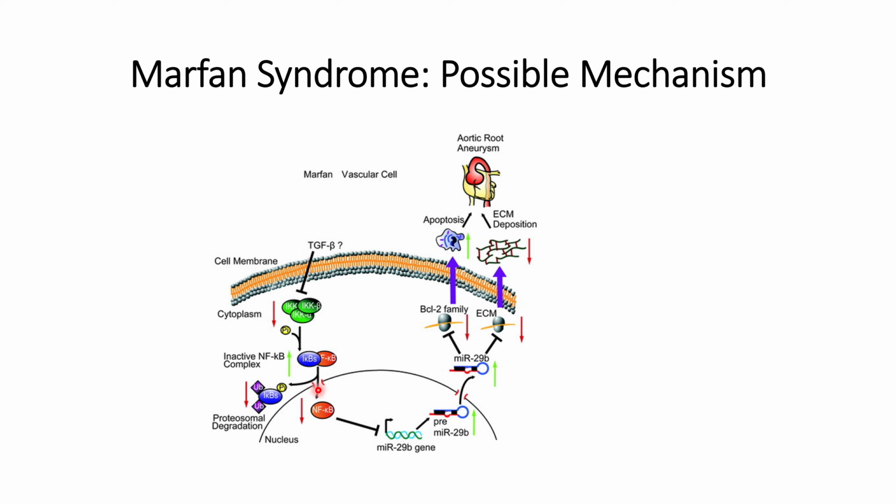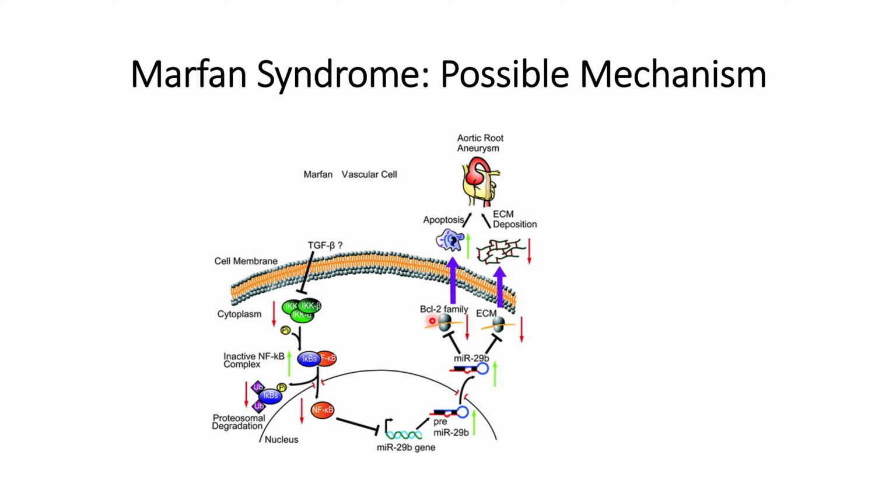Because of this, most of the nuclear factor kappa beta stays in inactive condition, and it will not be able to perform its normal function of transcription regulation of the MIR29B gene, and the expression of this MIR29B gene further leads to several actions. Some of these are apoptosis and extracellular matrix deposition, and that finally leads to aortic root aneurysm.